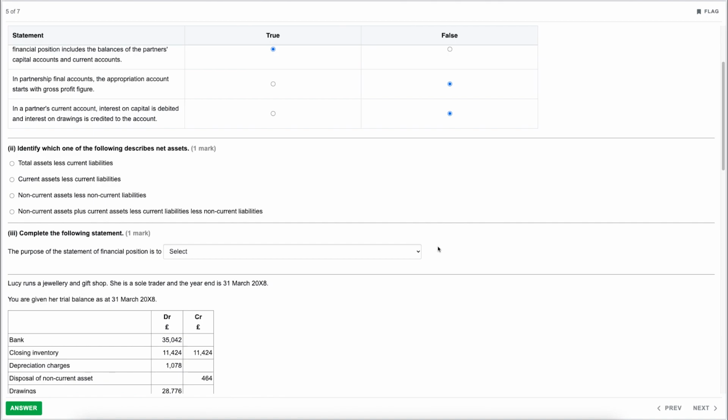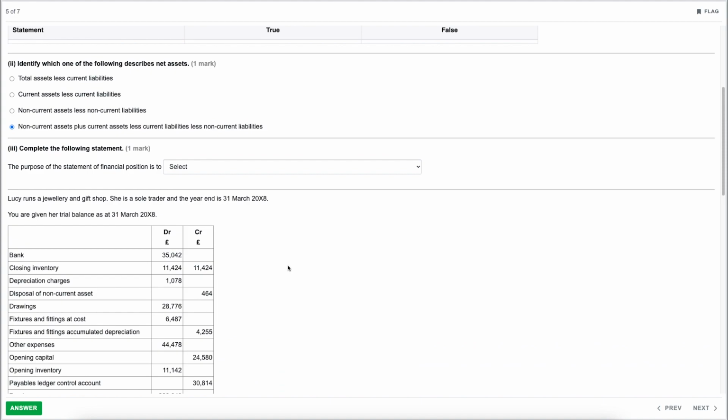We've then got non-current assets less non-current liabilities. So that statement doesn't take into account anything to do with current assets or current liabilities. So it wouldn't be that one either. So let's hope it's option 4. Otherwise, we've got a mistake within the mock. So option 4, non-current assets plus current assets less current liabilities less non-current liabilities. So that one would be correct. So that would be all our assets, so non-current plus current, minus all our liabilities, so current and non-current. Fantastic. Okay, so smooth sailing so far on this question.